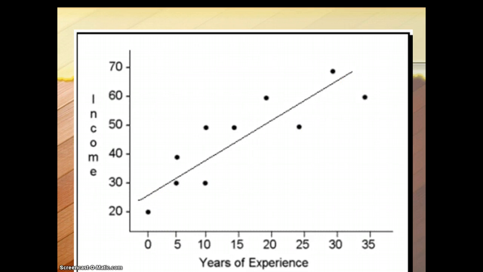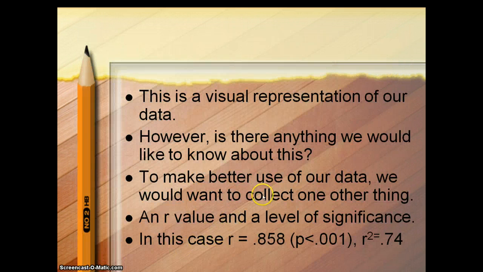But that's not enough. We need something else. We need to be able to make better use of our data. We need something called an R value and the level of significance. So going back to this, its R value is 0.858, and that is a significant relationship. It is possible that you can have a very high R value, but it's not a significant relationship. It's also possible that you could have a very low R value, like I've seen an R value of 0.2 that's a significant relationship. So these two numbers go together.